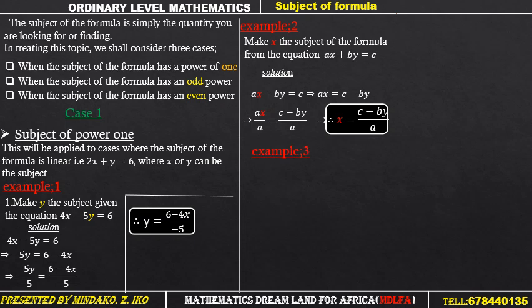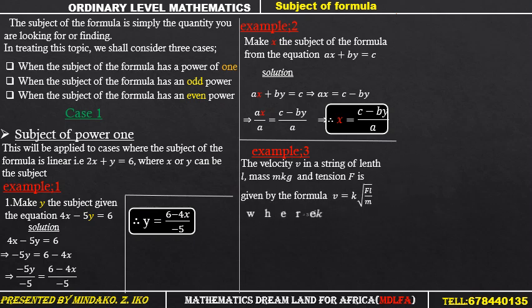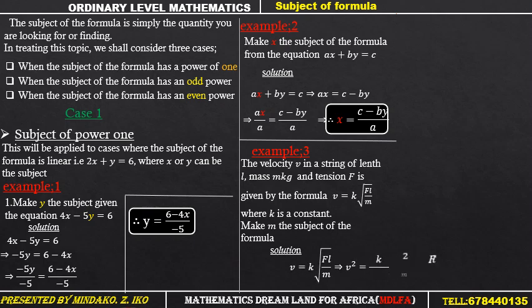Okay, let's move to example 3. The velocity v in a string of length L, mass m kilogram, and tension F is given by the formula v equal to k square root of FL divided by m, where k is a constant. Make F the subject of the formula. This example 3 is somewhat tricky, so we have to pay attention. Let's look at the solution.